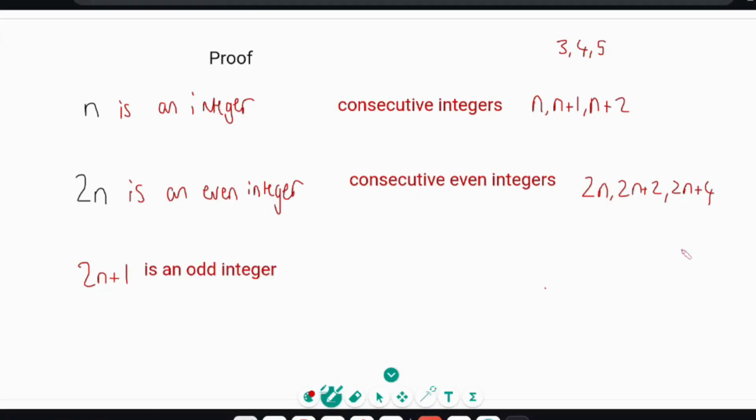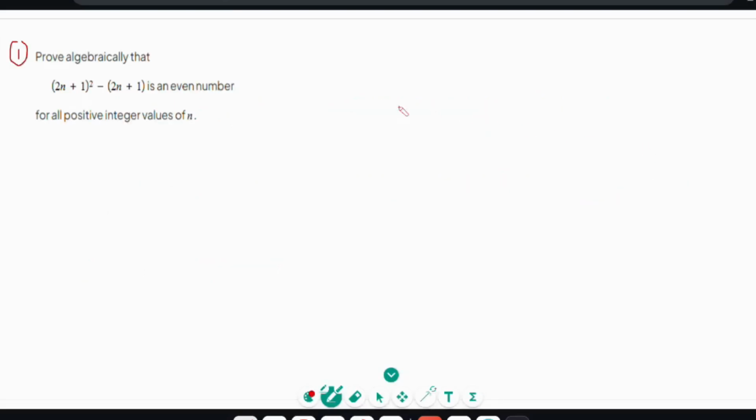I think that should be enough. Let's just have a look at a couple of examples and then we'll see if we need to add to this page at all. Prove algebraically that (2n plus 1) squared minus (2n plus 1) is an even number.